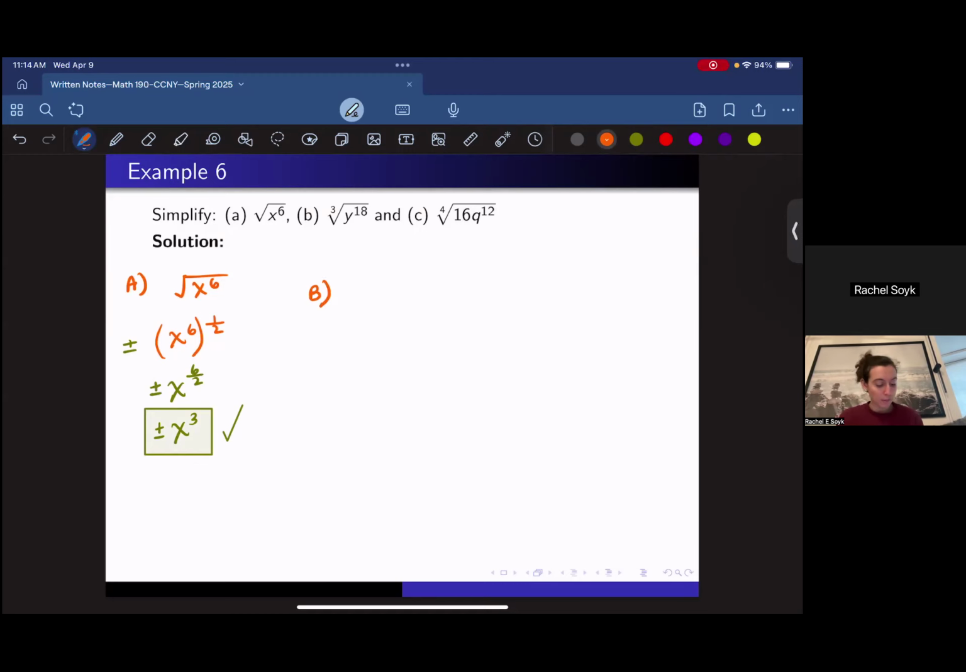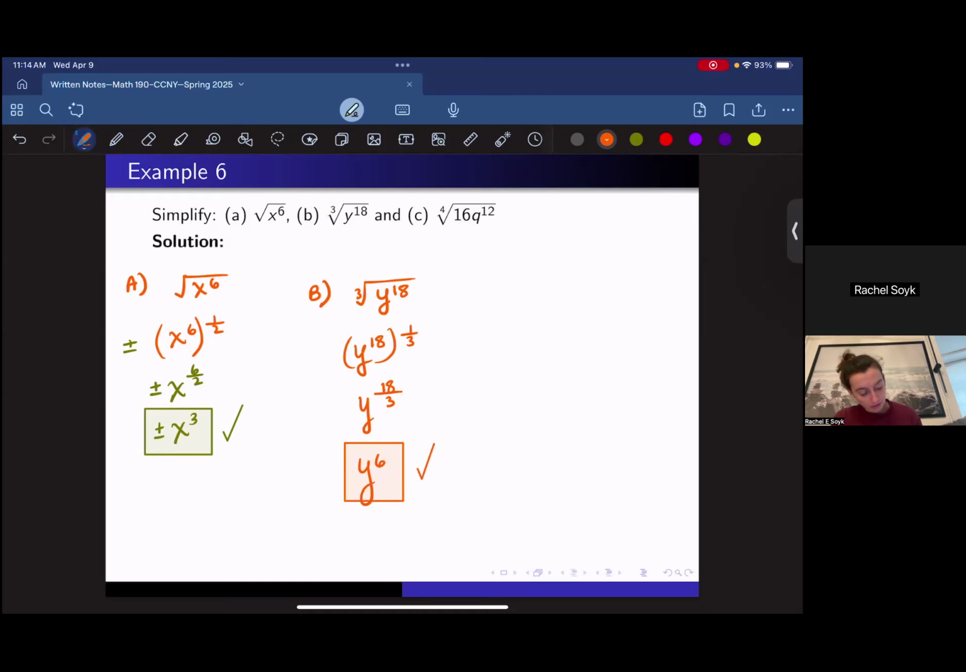Now let's look at part B, which has an odd index, so one solution. Fractional exponent, raise it to the 1/3. 3 goes into 18 6 times, our final solution, y to the 6th.